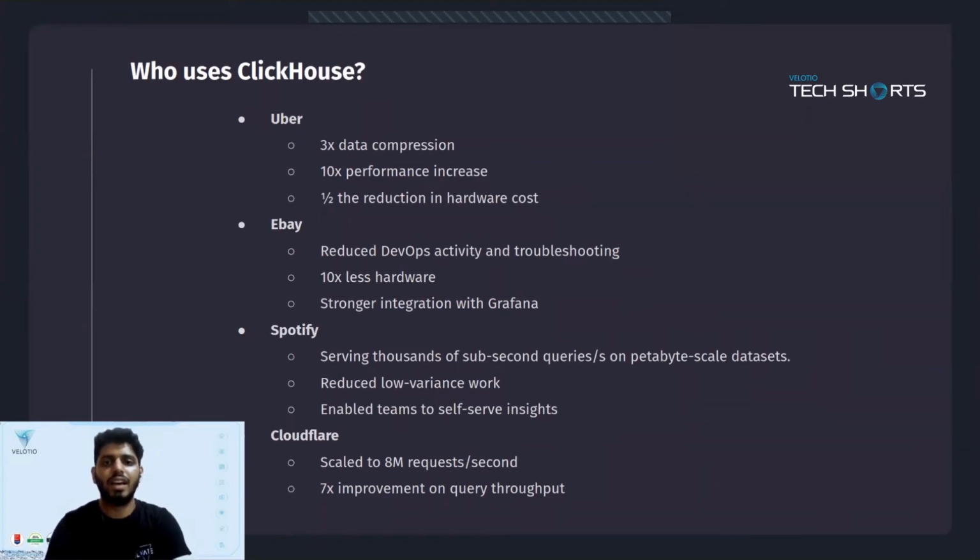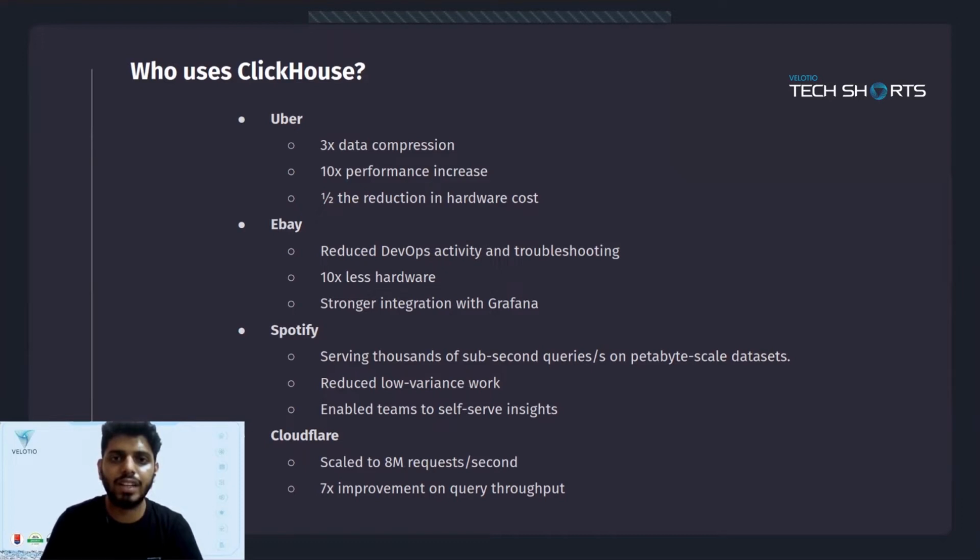Several tech giants have migrated to ClickHouse, some of which are Uber, eBay, Spotify, and Cloudflare. After migrating to ClickHouse, Uber saw a 10 times increase in performance and 3 times data compression, which improved their storage efficiency. They saw a 50% reduction in hardware. So that's nice. eBay similarly saw a 10 times reduction in hardware.